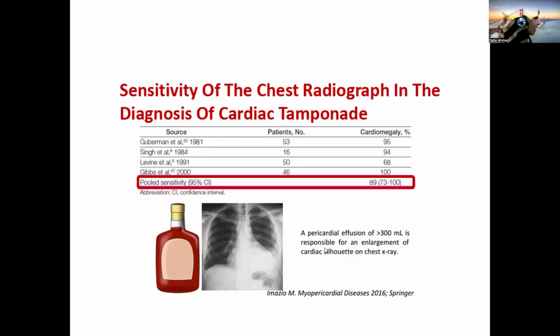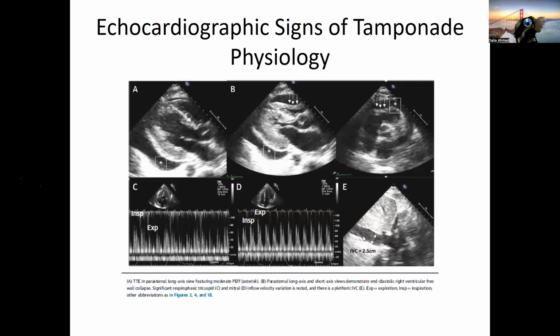Also, on chest X-ray, you see cardiomegaly in 89%, especially if the effusion is more than 300 ml. Echocardiography: you have to assess three things in tamponade. Of course, you see how big the effusion is. We say it's a big effusion if it's more than 20 millimeters, but tamponade is not a volume problem, it's a pressure problem. You have to remember this. It's not the size, it's the hemodynamics.